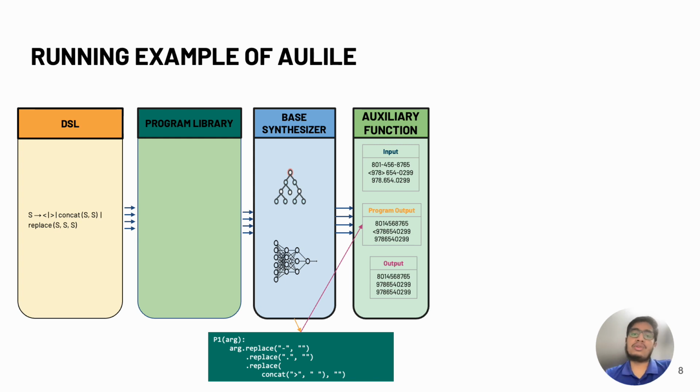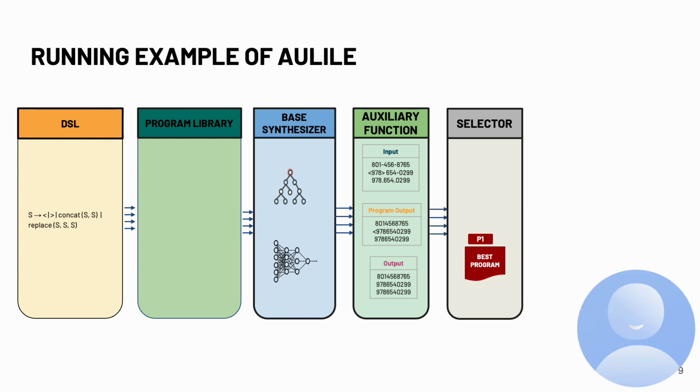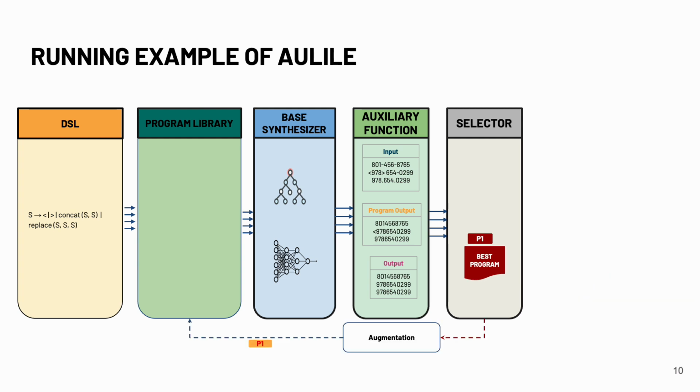We then evaluate those generated programs with our domain-dependent auxiliary function. We then check if the solution program is there or not. If we don't find the solution, we add the program with the best score to the program library with a cost of 1. We call it augmentation.